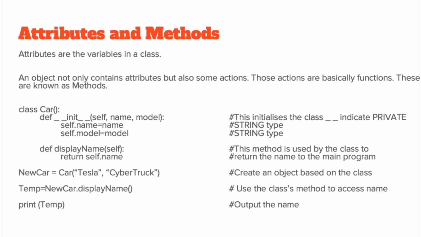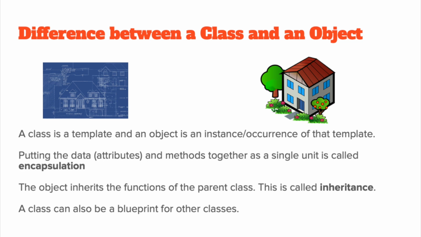and methods. So summarizing the difference between a class and an object: a class is a template and an object is an instance or occurrence of that template.